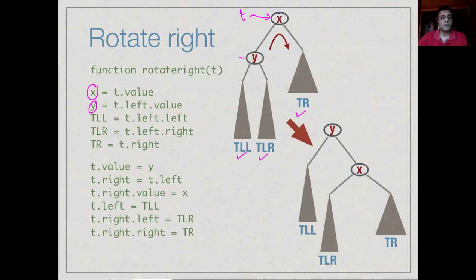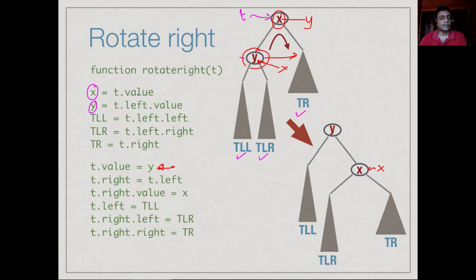So what we do is we first replace this value by y, right? Then we make this node come to the right and we reset its value to x. So we put an x here and we have moved it there. And then we hang off below the top node on the left, we put TLL. And below this new right node on the left, we put TLR, and on the right we put TR. So we just do this kind of reconnection. It's like unhooking and rehooking trees, and we just keep track of all the names so that everything gets unhooked and rehooked correctly. So it's very simple.